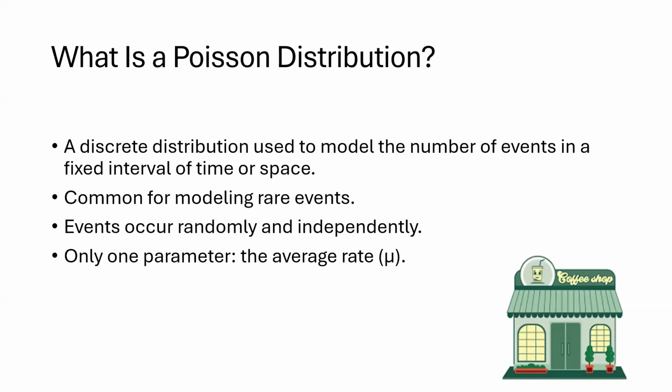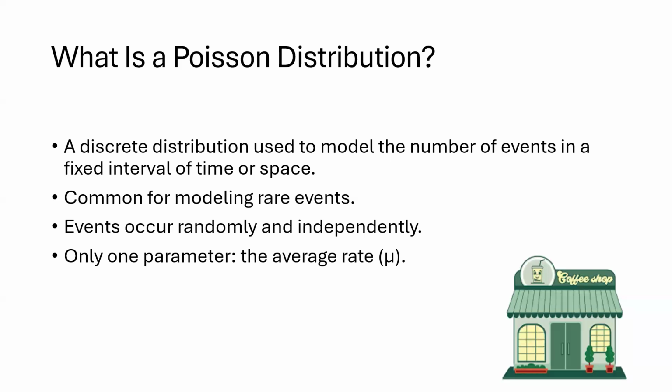The Poisson distribution models how many times something happens in a fixed interval, like time, distance, or space, when the events are rare, random, and independent. It's used all the time in real-world problem solving, and especially in situations where you're not asking whether something happens, but how many times it does.